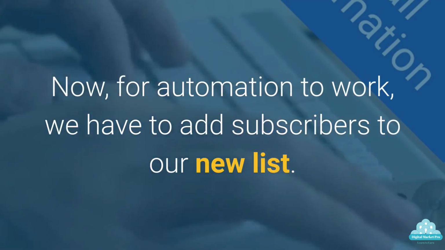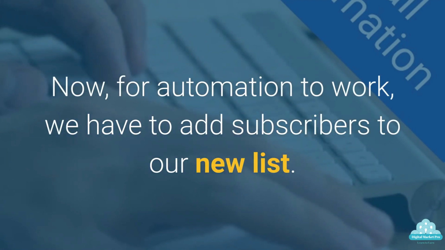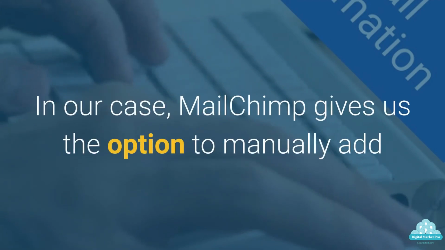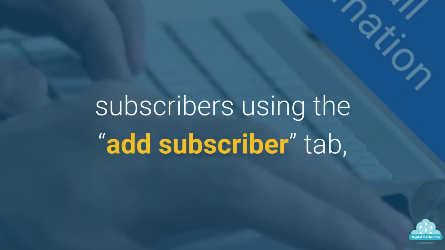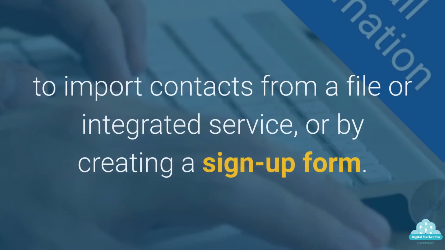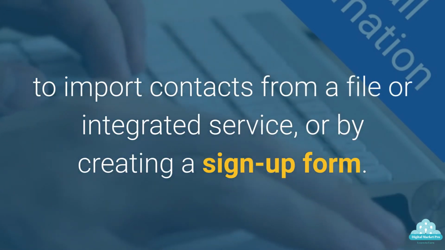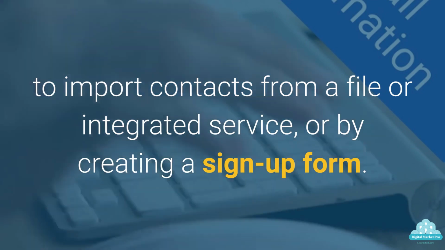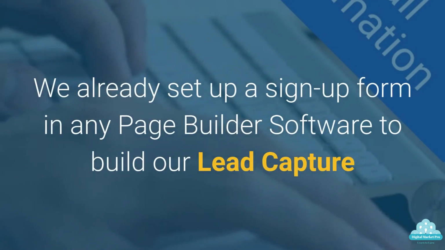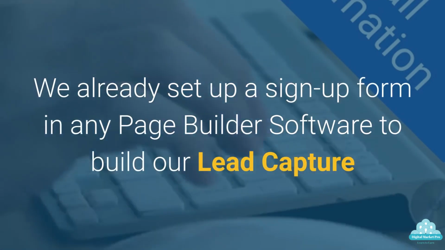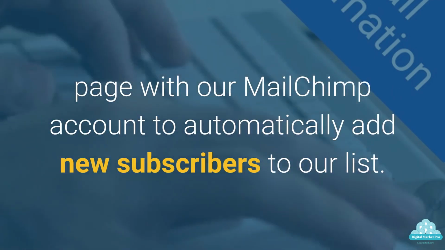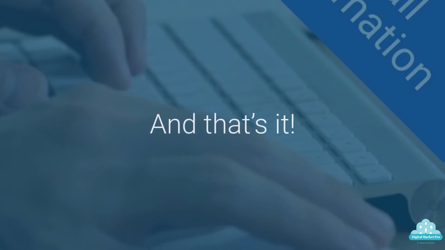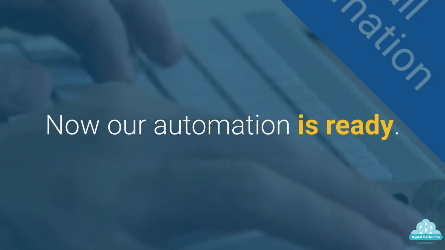Now, for automation to work, we have to add subscribers to our new list. In our case, MailChimp gives us the option to manually add subscribers using the Add Subscriber tab, to import contacts from a file or integrated service, or by creating a sign-up form. We already set up a sign-up form in a page builder software to build our lead capture page with our MailChimp account to automatically add new subscribers to our list. And that's it. Now our automation is ready.